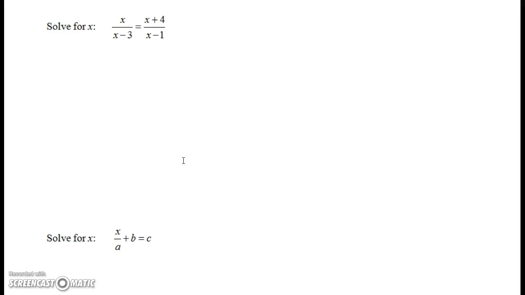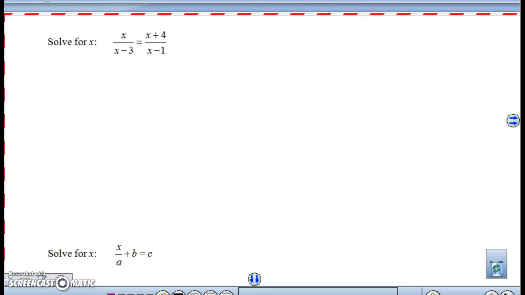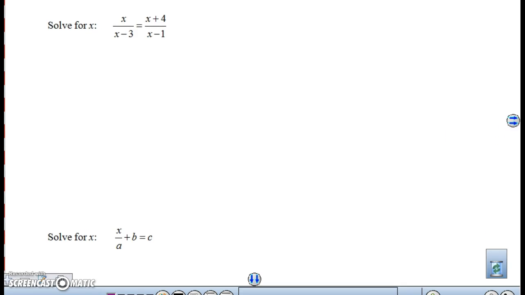So let's keep reviewing. If we have solve for x, we have this equation, x over x minus 3 is equal to x plus 4 over x minus 1. How do we solve it? Well, these are two fractions set equal to each other technically, so why don't we just cross multiply? Well, x times (x minus 1) is equal to (x minus 3) times (x plus 4). Now, I wrote it like this purposely because we have to remember how we multiply these things.